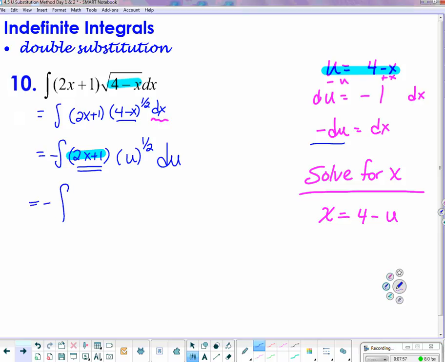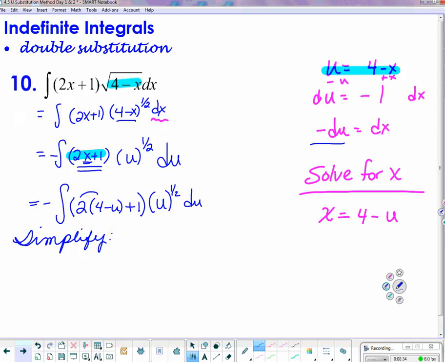So we'll get negative 2 times my x, which is 4 minus u. This will be a little bit more tricky, won't it? And then I've got a plus 1. Close that parenthesis because I just replaced x. U to the 1/2 stays as is, and then times the du. Now, looking at that, you're saying, well, this is not going to be easy to integrate, and I agree with you. So what we want to do is basically let's get in there and simplify, see if we can get it to appear like a polynomial.